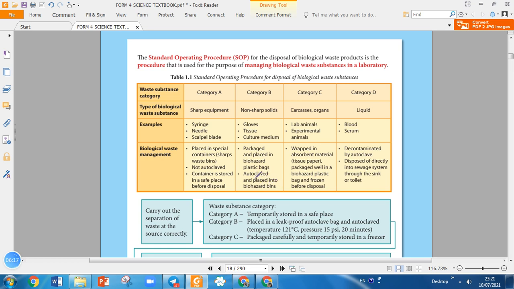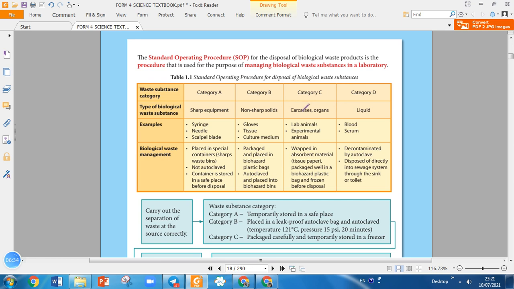Autoclaving actually kills the bacteria present in the gloves, on the tissue, and also in the culture medium. Bacteria cannot survive at high temperature, so it will be safer if we autoclave it.